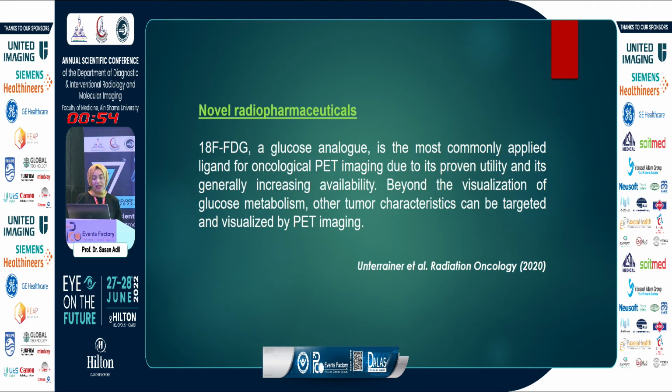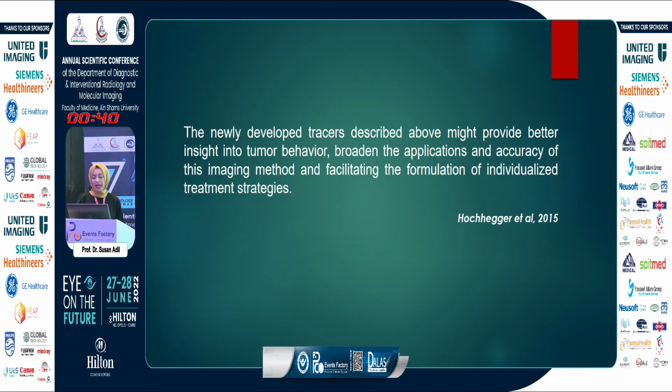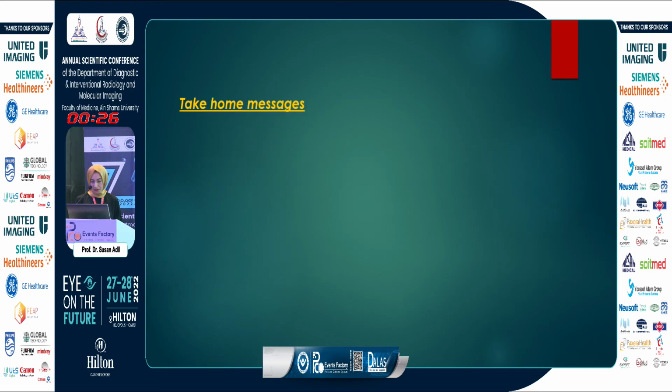There are many tumor characteristics other than tumor metabolism that can be targeted and visualized by PET imaging, such as tissue hypoxia, angiogenesis, amino acid metabolism, and choline metabolism. These newly developed tracers broaden the applications and accuracy of this imaging method, and facilitate formulation of individualized treatment strategies.